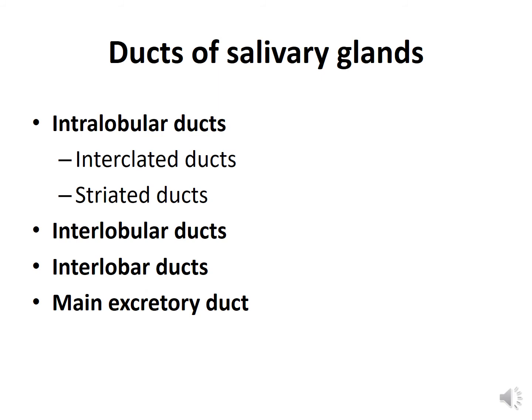Duct system of the salivary glands. As I have told you before, the intralobular ducts, then the interlobular ducts, interlobar ducts, and then the main excretory duct. The intralobular ducts are of two types, the intercalated ducts and the striated ducts, while the interlobar ducts and the main excretory duct lie outside the lobules.